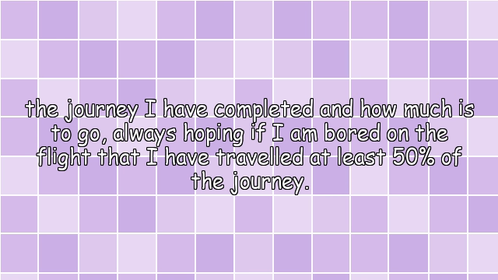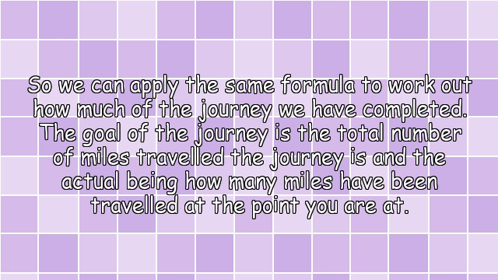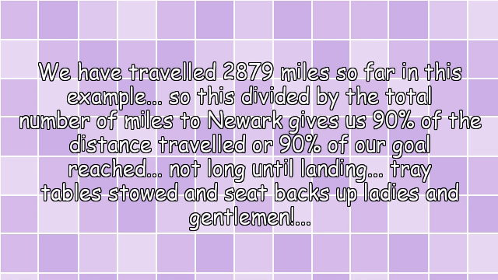So we can apply the same formula to work out how much of the journey we have completed. The goal of the journey is the total number of miles the journey is, and the actual being how many miles have been traveled at the point you are at. We have traveled 2879 miles so far in this example. So this divided by the total number of miles to Newark gives us 90% of the distance traveled, or 90% of our goal reached. Not long until landing.